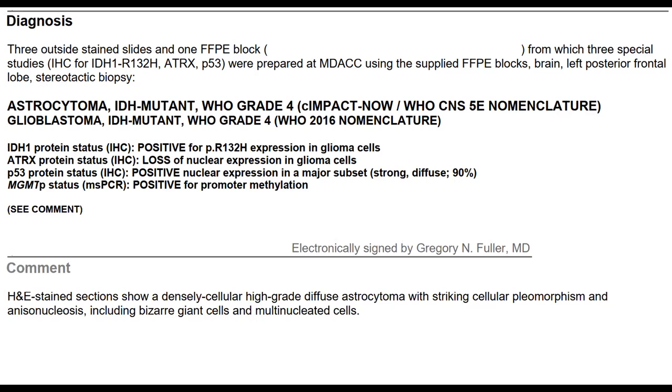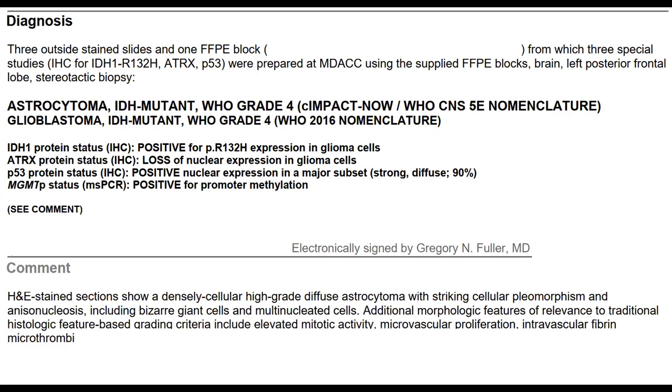It's worth describing because it's IDH mutant, but it was truly impressive. It needs to go in there, all right? Additional morphologic features of relevance to traditional histologic feature-based grading criteria include elevated mitotic activity, microvascular proliferation, intravascular fibrin microthrombi.